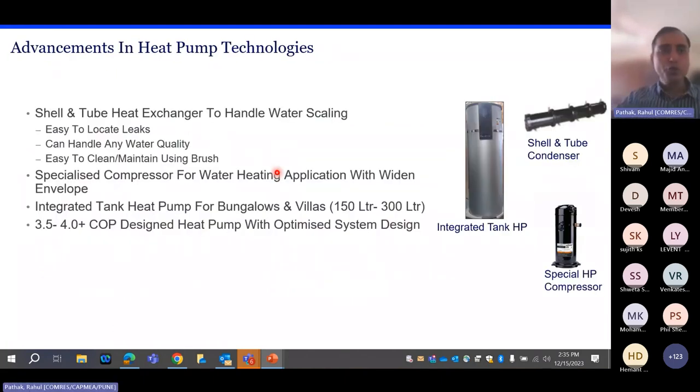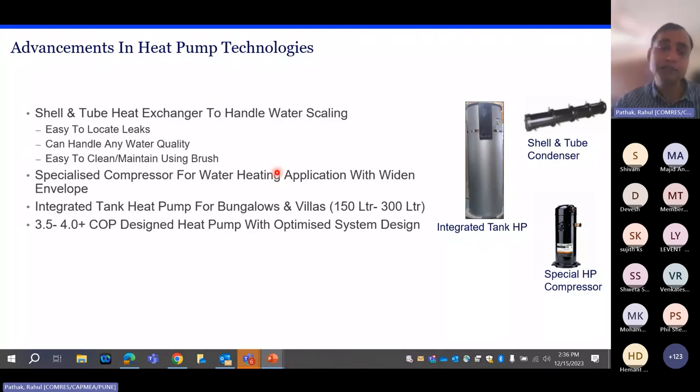Right. I have a couple more charts which talk about some of the advancements the industry has made in heat pump technology. I talked about the shell and tube heat exchanger. It actually helps us deal with the low grade quality of your intake water. That's point one. Specialized compressor we talked about. So it's very important to look for a specialized compressor for a heat pump.